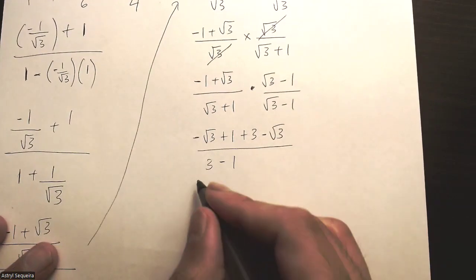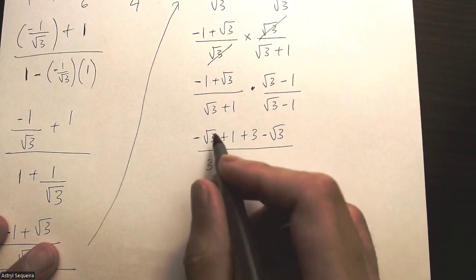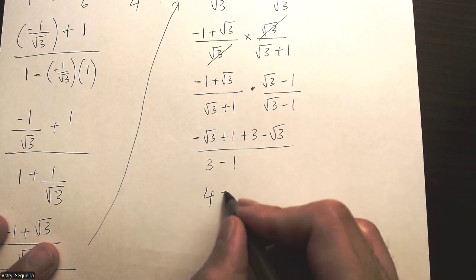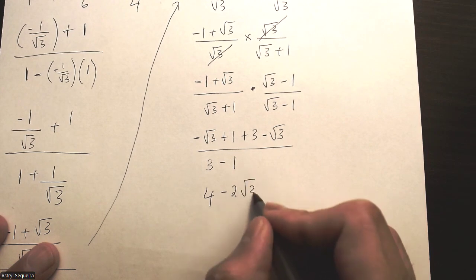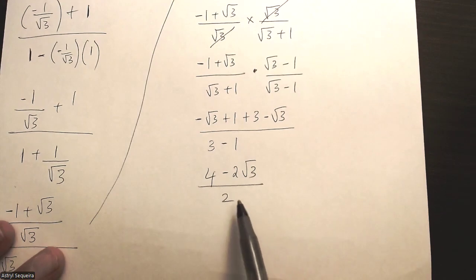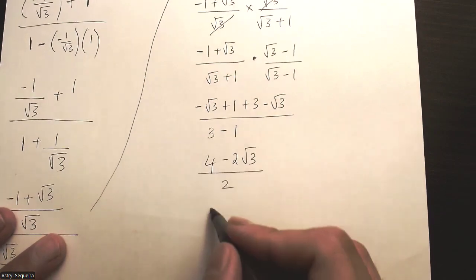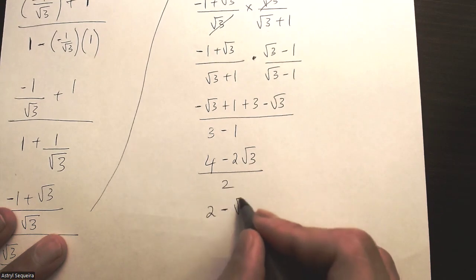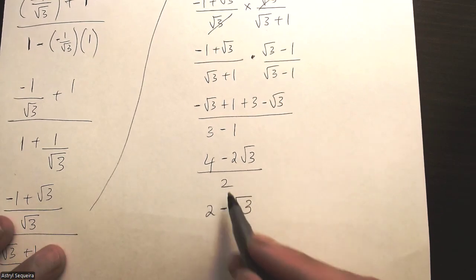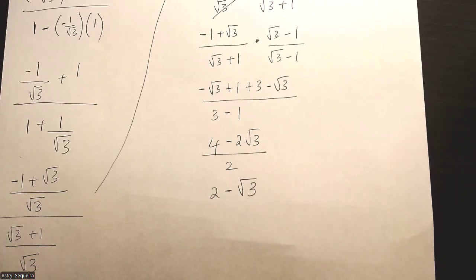We'll combine like terms in the top. So 1 plus 3 is 4. Negative root 3 minus root 3 is negative 2 root 3. Denominator is just 2. And finally, I can simplify. I can divide all these numbers by 2. So I'm just left with 2 minus root 3 because that just turns into a 1 and disappears. So this is my final fully rationalized solution.